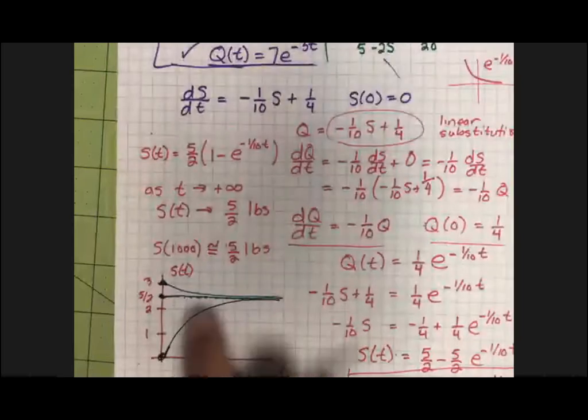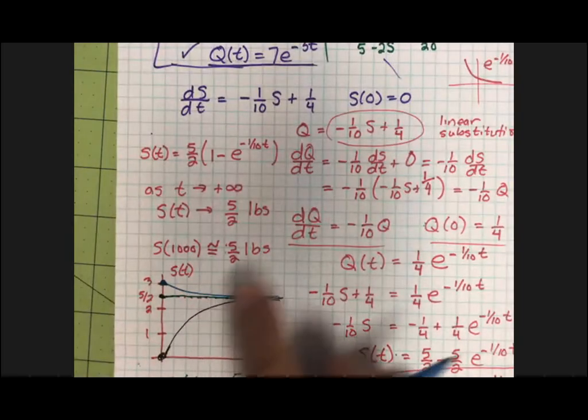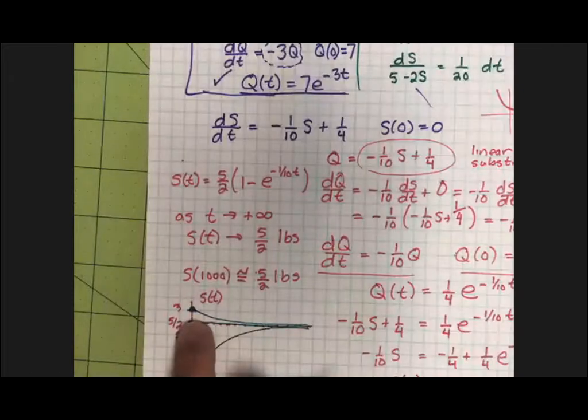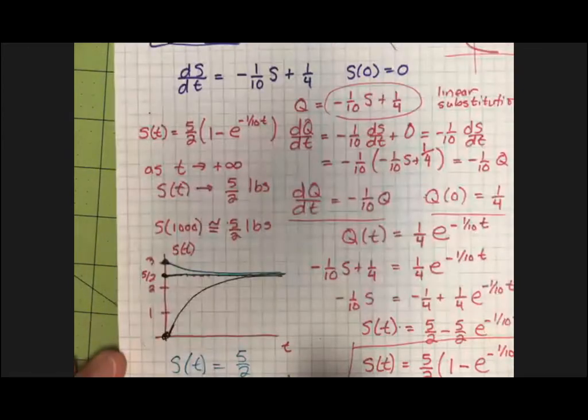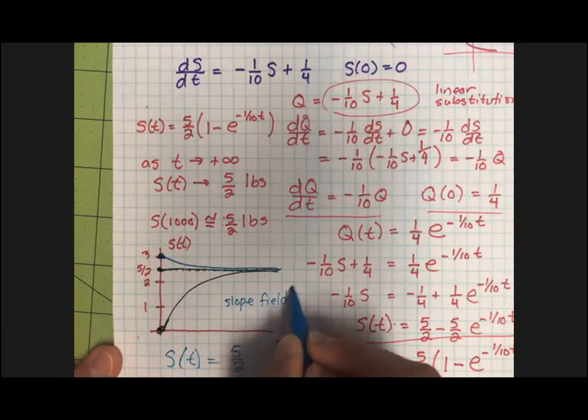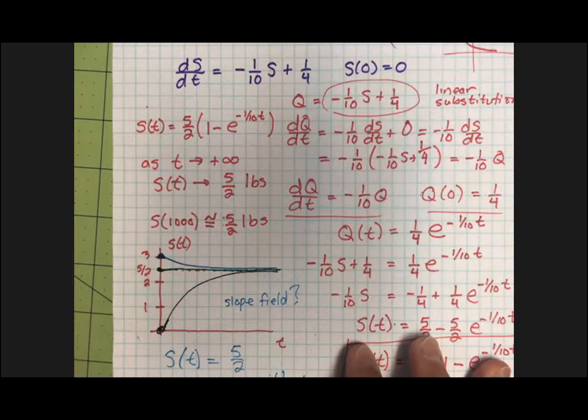Now you could say, well, how do I know things are decaying there? Well, I see the decay right here. I'd have to work out another solution for the blue solution before I see it decaying above. Or I could look at a slope field. Let's pull in a slope field in a second, because I want to do another demo of Maple.